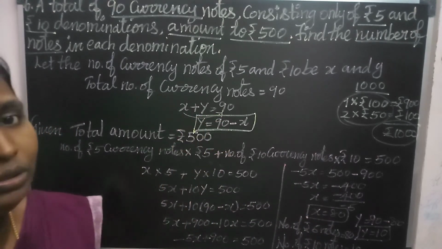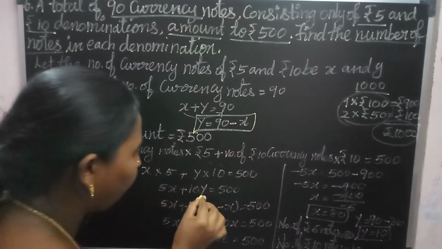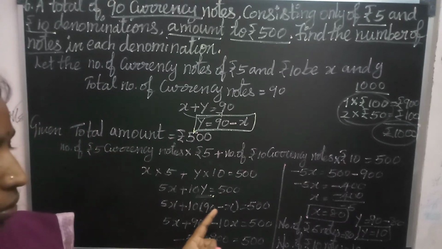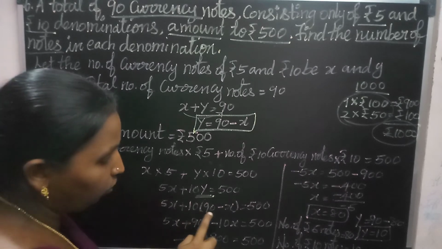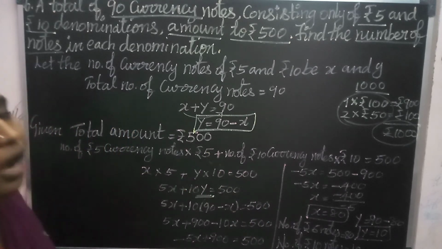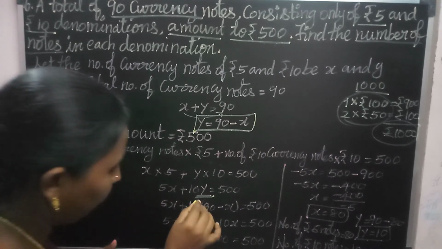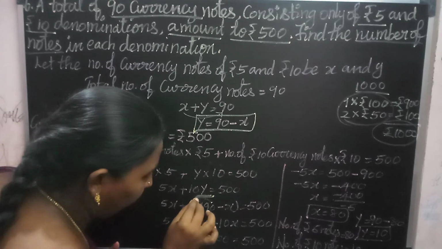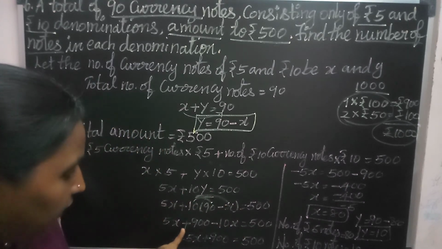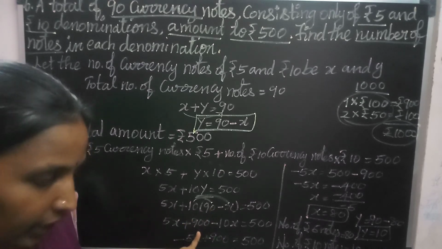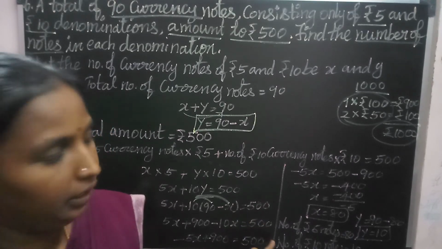Now I am going to use that expression, that is Y equal to 90 minus X. So instead of Y, I am going to substitute 90 minus X. What will you get now? 5X plus 10 into 90 minus X equal to 500. Already I told you, multiplication of monomial by binomial, that I am using here. 10 into 90 minus 10 into X. That 5X stays as it is. Plus 10 into 90 I will get 900. 10 into minus X I will get minus 10X equal to 500, as it is.